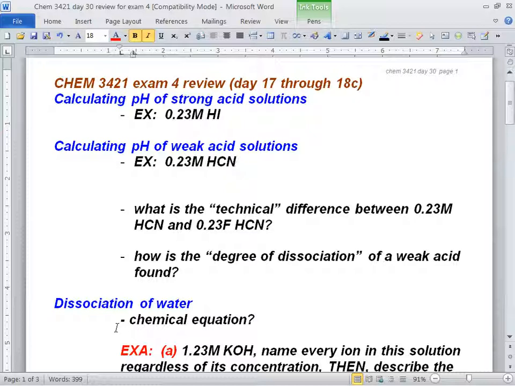Marlena, calculate the pH of a strong acid solution. How would you go ahead and do that? The negative log. Negative log. Yeah, 0.23. No big deal. How about the next one, though, Jackie? We want to calculate the pH of 0.23 molar HCN. What would be the job to do that?